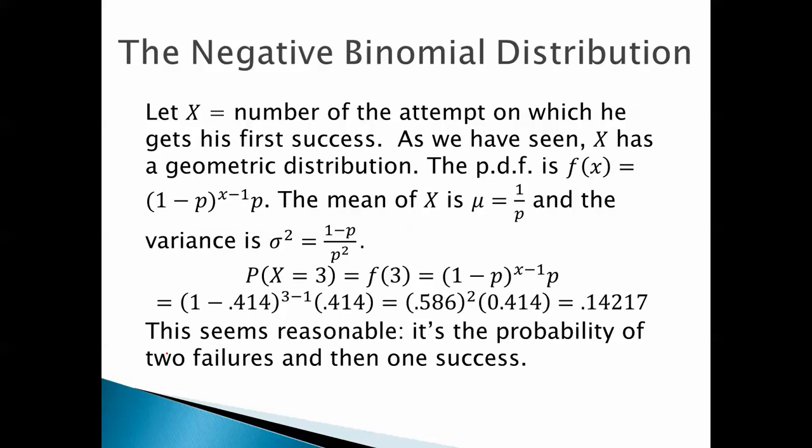That's (1 minus p) to the x minus 1 times p. That's (1 minus 0.414) to the 3 minus 1 times 0.414. In other words, it's 0.586 squared times 0.414, which is 0.14217. And this seems reasonable. It's the probability of 2 failures. Here's the probability of failure times the probability of 1 success. There's the probability of 1 success.